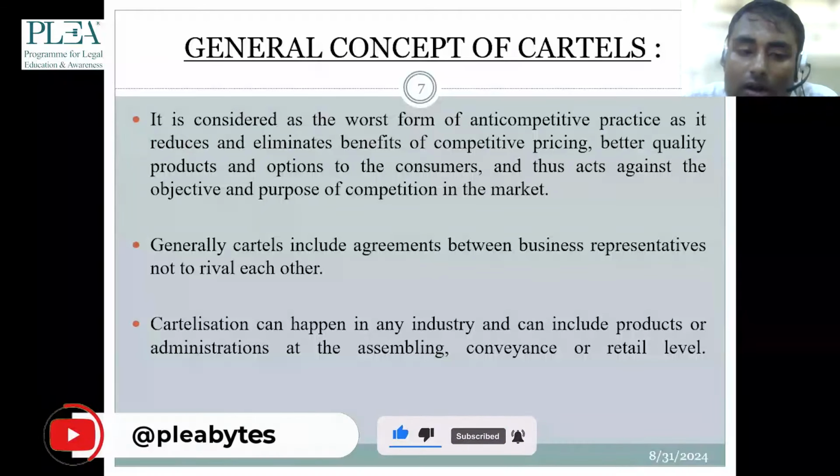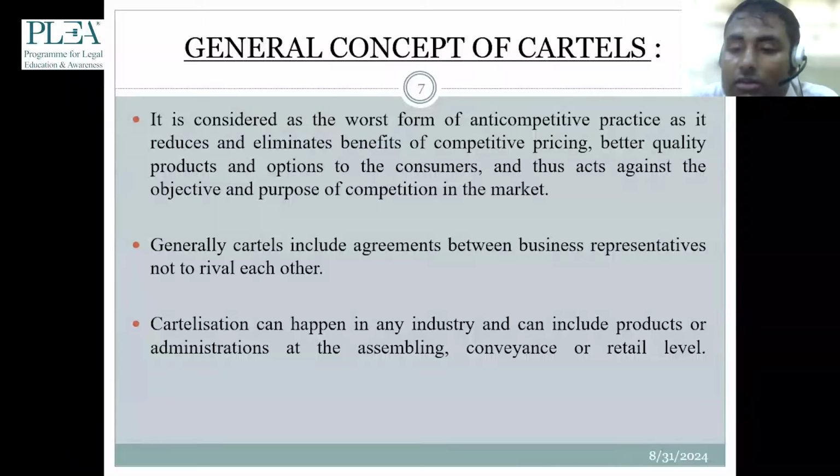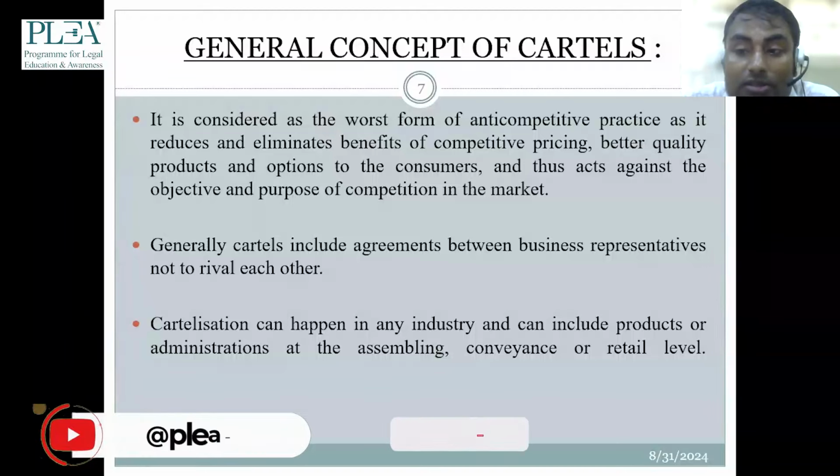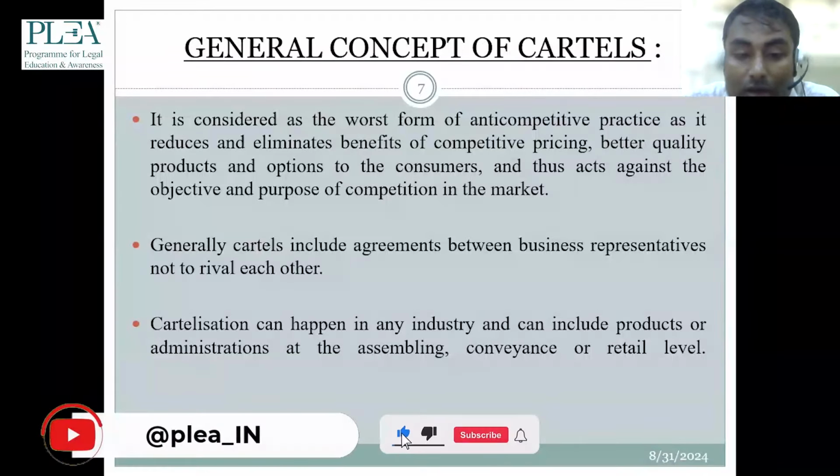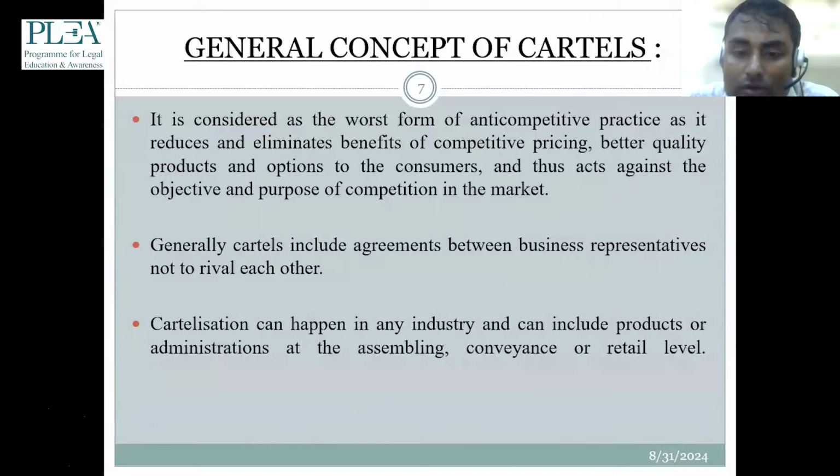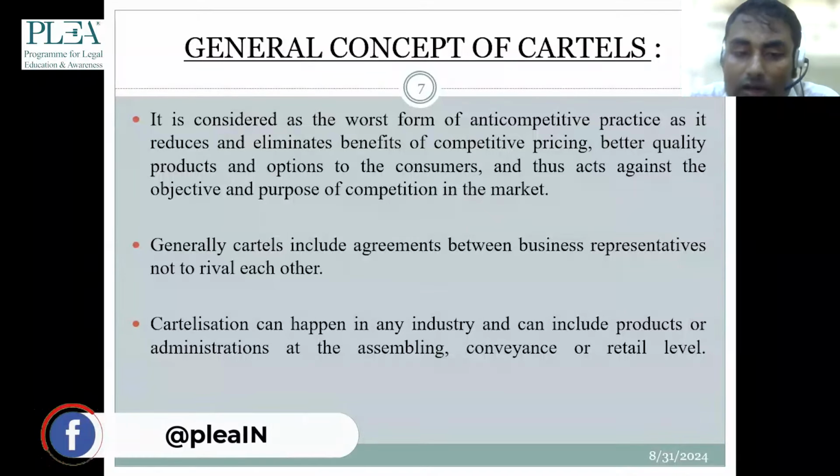So how will it be done? Cartelization can happen in any industry. It is not only one sort of industry, whether food industry, cloth industry, or any industry. And it can include products or services, because in case of a service, it is not a product, it is the administration. And in case of products, there is a question of manufacturing, distribution, or retail of that product. In case of cartelization, these things are very important points.